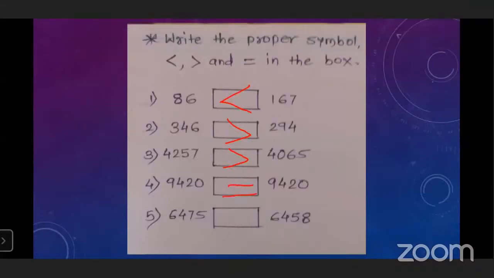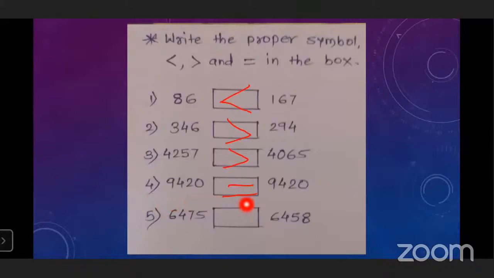Okay. And how can we read it? 9420 is equal to 9420. Okay? Understood? Yes, sir. Now the fifth example, number 5, is given.